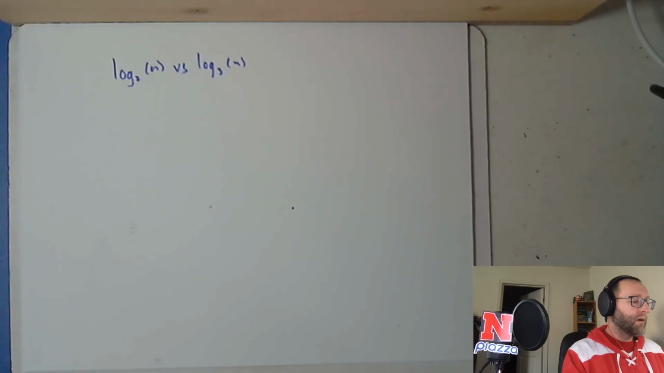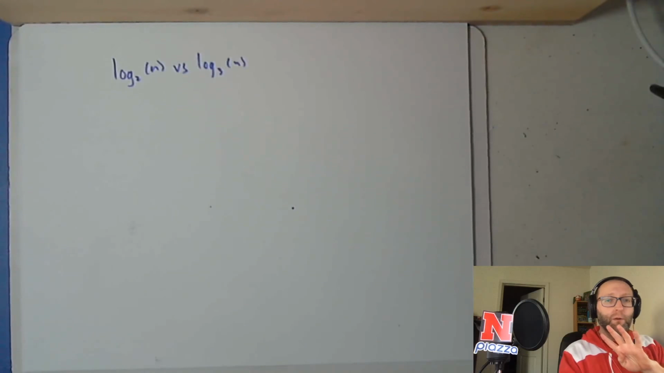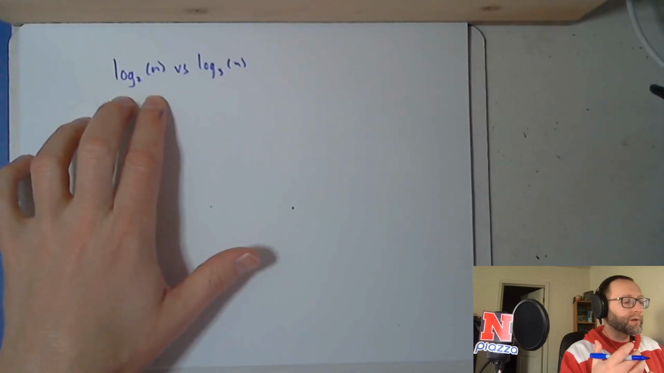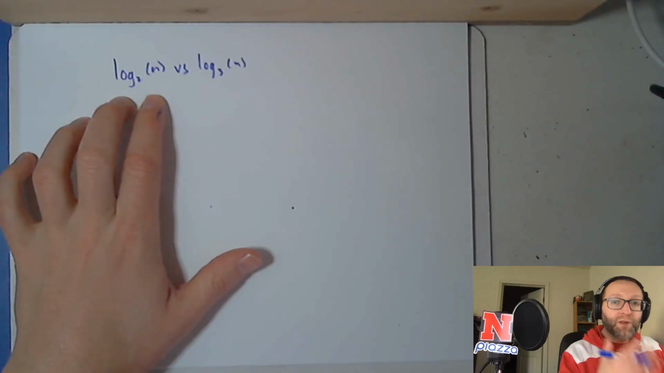Say, well, 4. Log base 2 of 4 is going to be 2. Log base 3 of that is going to be even less. It's going to be 1 point something. So you could say, oh, well, log base 2 of n, that probably grows faster. But it works both ways.